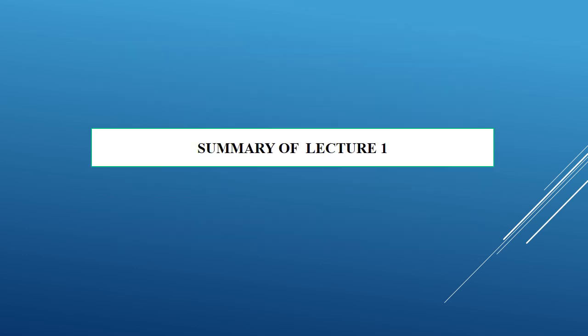Summary of lecture 1. In lecture 1 we saw what agroinformatics means: the application of information technology to manage and analyze agriculture data. Then we saw the basics of computer: input device, output device, memory and processor. RAM, random access memory, is the main memory, and ROM will be present in the motherboard.